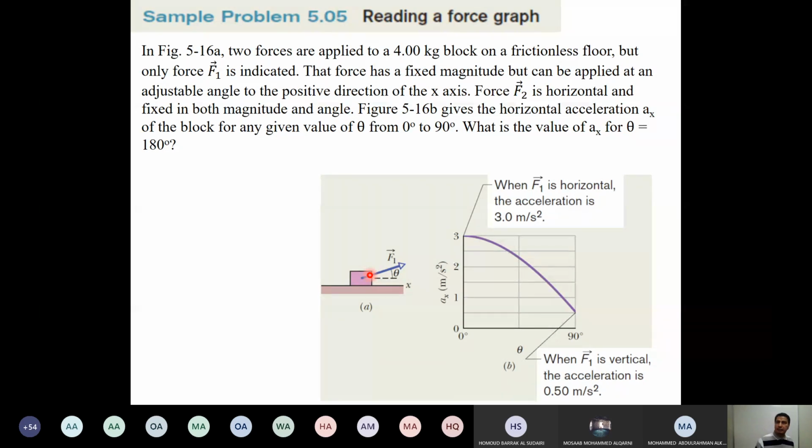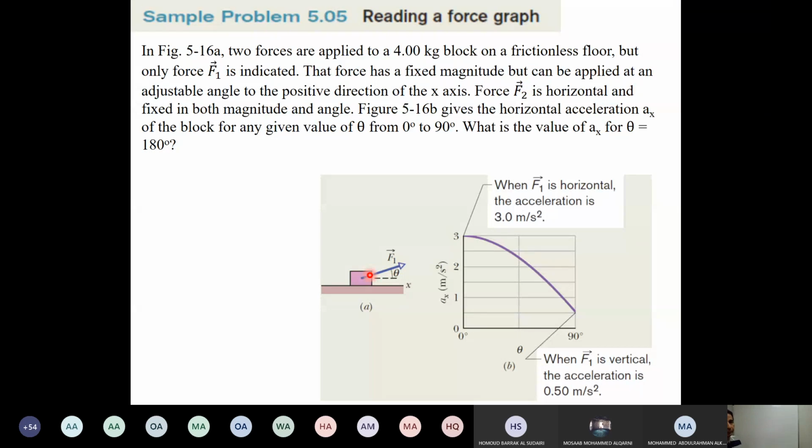Figure B gives the horizontal acceleration a_x of the block for any given value of theta from 0 to 90 degrees. What is the value of a_x for theta 180? So it is asking a lot of questions, and since we are attempting to determine that unknown force, we need to begin the problem by attempting it and supposing how it is going to be.